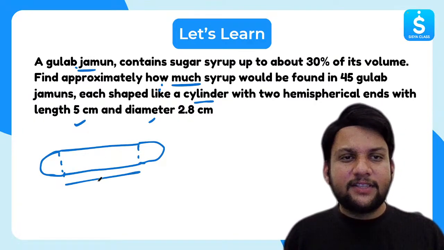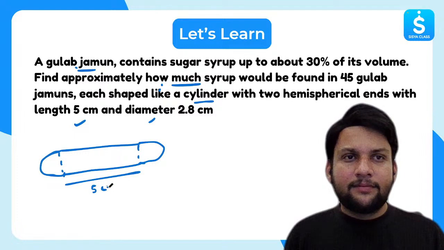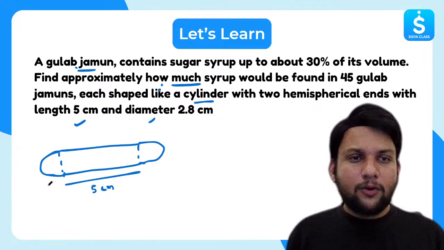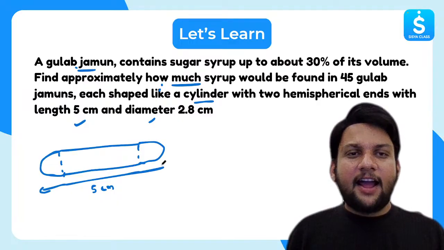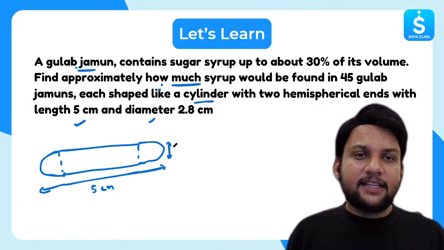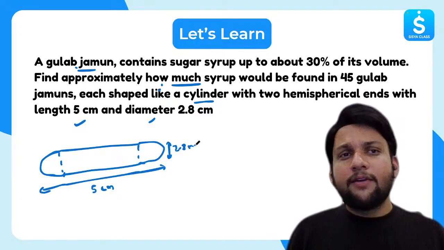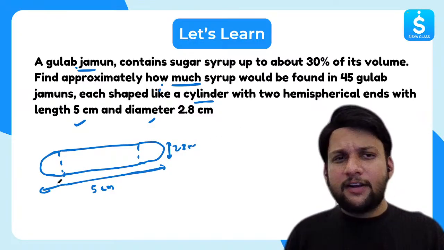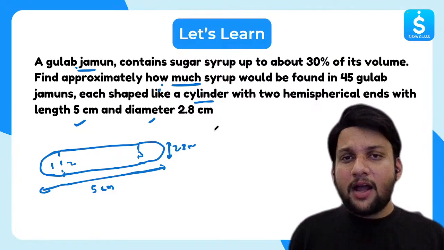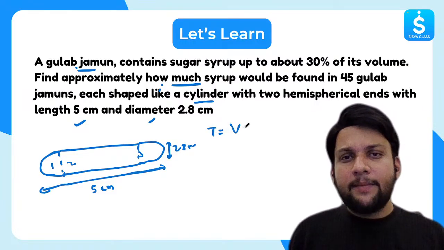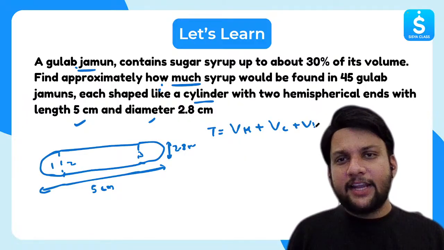Okay, now it is giving you everything. The length is given 5 centimeter, right? And the total length is given 5 centimeter, not just the cylinder part. And what is the diameter? Diameter is given 2.8 centimeter. Okay, now we have to find volume. Three parts. First part, second part, third part. First part is hemisphere. So I will write total volume is volume of hemisphere plus volume of cylinder plus volume of hemisphere. Again, three parts.